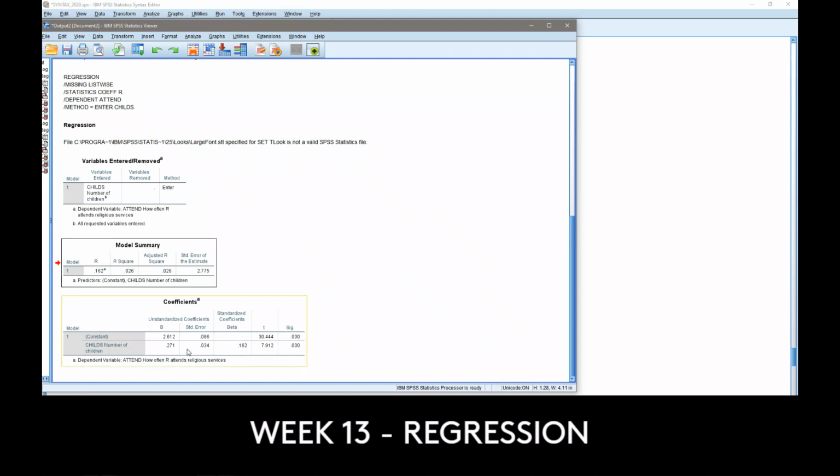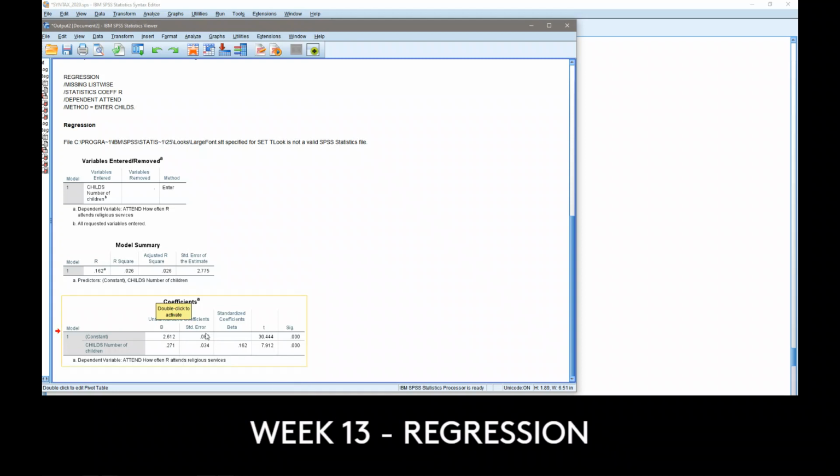That's what that means. Now let's go down to the coefficient box. Again, you're going to ignore this constant. We go straight to the variable here, all right? It's a positive coefficient, and it's statistically significant, very significant. So how do we interpret this? We say, for each unit increase in the number of children, there is an associated 0.271 unit increase in religious attendance, and that is statistically significant at the 0.001 level.